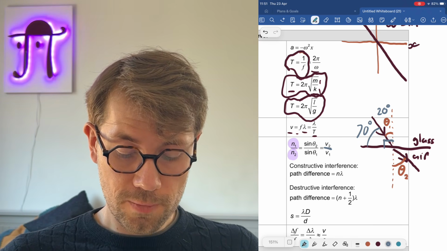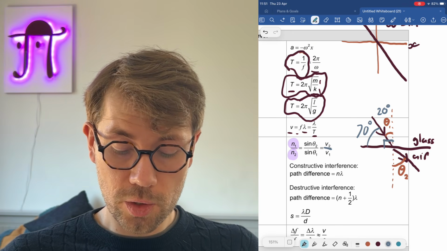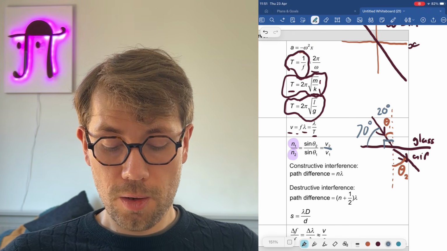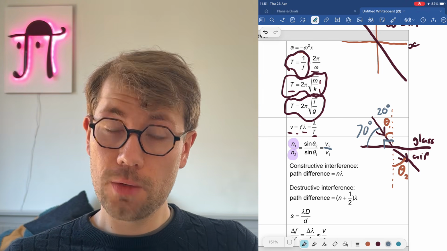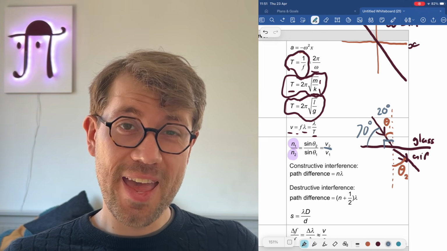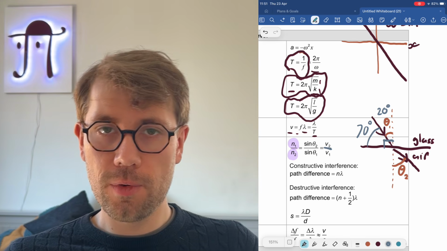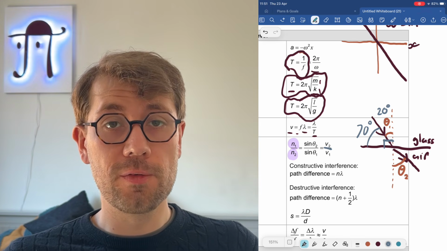These v2 and v1, they are talking about the speed of the waves in that material. So if that material was air, we could use the speed of light. If it wasn't, it's probably going to be something slower than the speed of light.